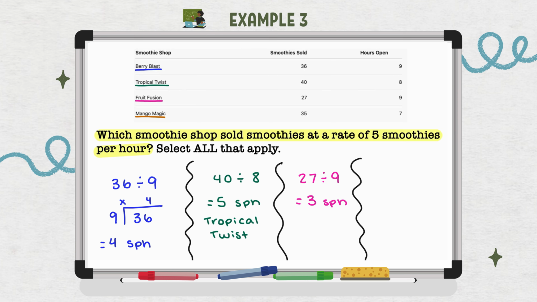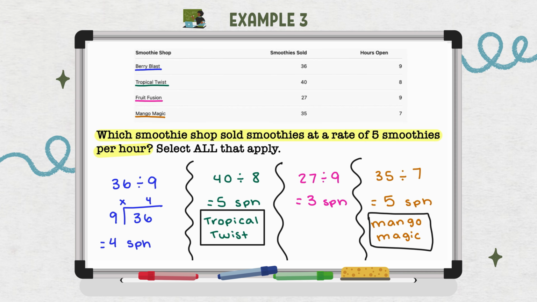And last one, we have Mango Magic. We have 35 smoothies divided by 7 hours. And 35 divided by 7 is 5. So that tells us that it is 5 smoothies per hour. Notice for this problem, we had to find the rate for all of them. And our final answers are going to be Tropical Twist, box that in, and Mango Magic. Be sure to box that in.